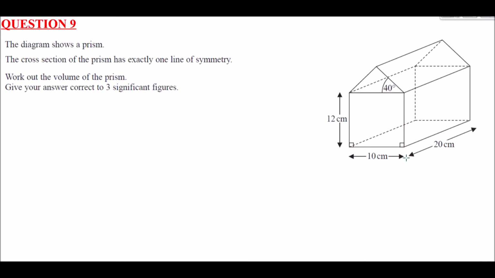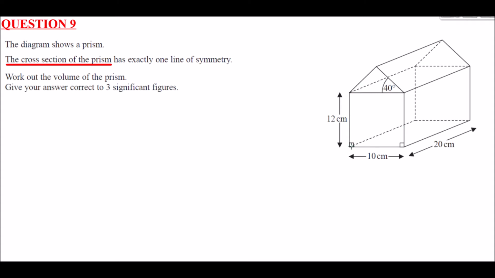Question 9, we have a diagram showing a prism. Now it says the cross section of this prism has exactly one line of symmetry. So what do we mean by cross section of a prism? Well, the cross section is the slice of the shape that looks exactly the same at the back as it does at the front. So it looks the same size throughout.